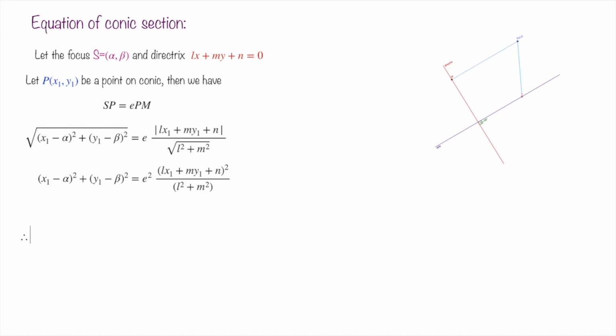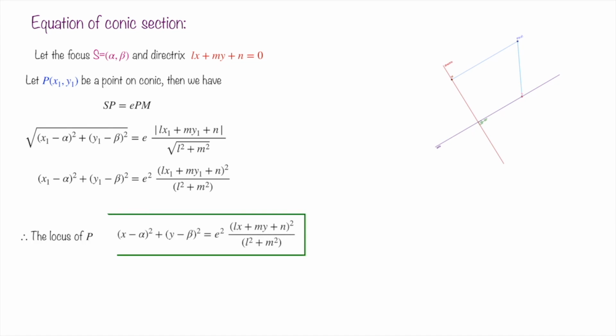So therefore, the locus of point P is going to be (x minus alpha) whole square plus (y minus beta) whole square equal to e square times (lx plus my plus n) whole square by (l square plus m square). I'm not simplifying this equation because this equation is in terms of the given focus alpha beta and the given directrix lx plus my plus n equal 0. So this is the equation of the conic with eccentricity e whose focus is alpha beta and directrix is lx plus my plus n equal 0.